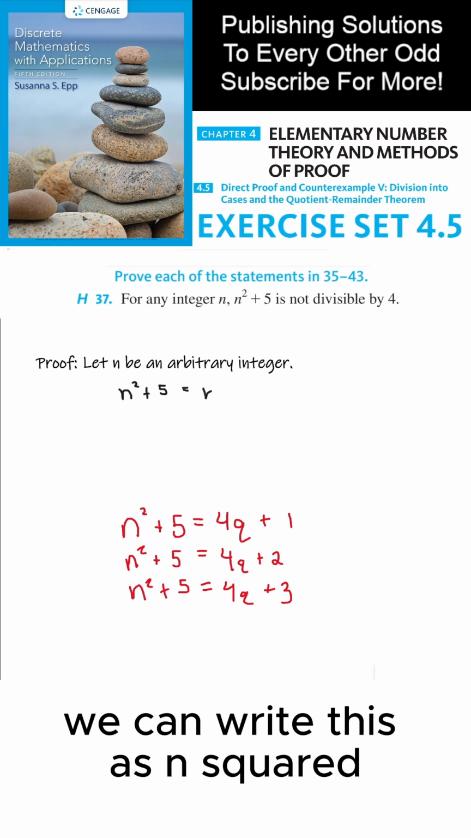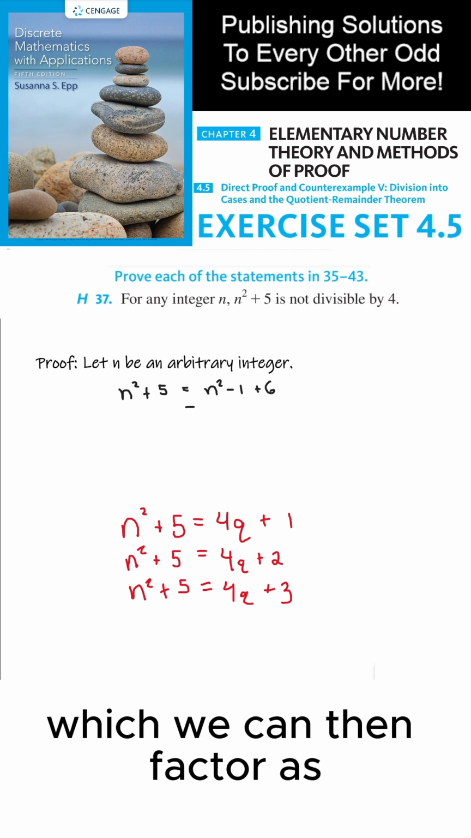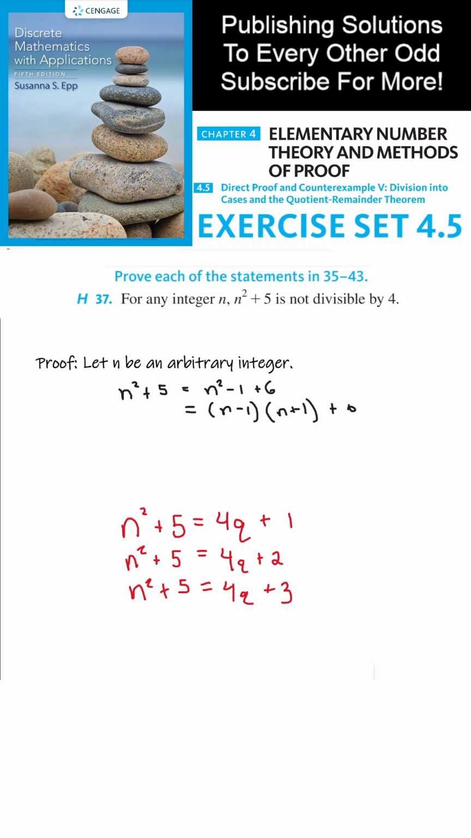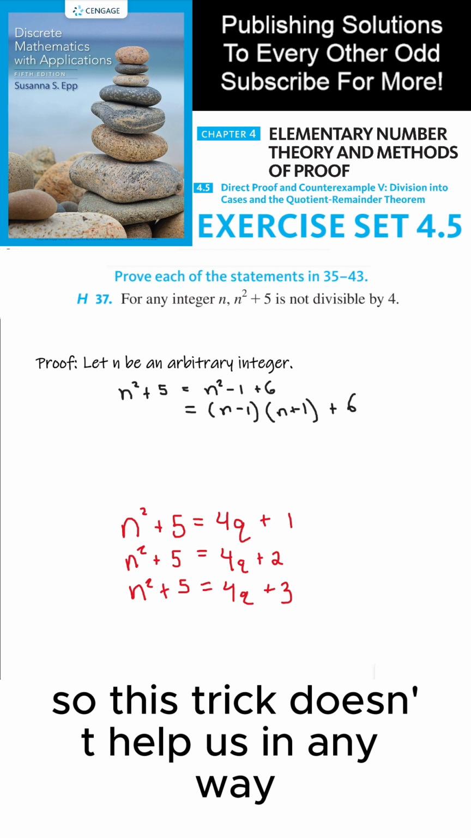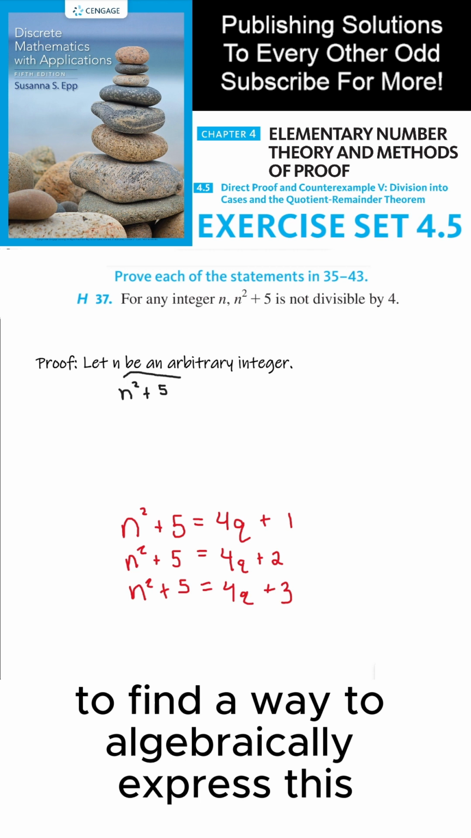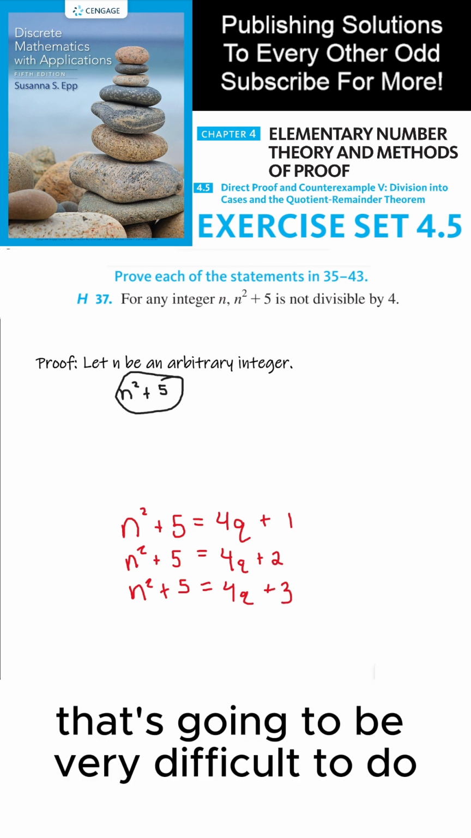We can write this as n squared minus 1 plus 6, which we can then factor as n minus 1 times n plus 1 plus 6. But again, we can't really factor out a 4 from here. So this trick doesn't help us in any way, and you'll find that it's very difficult to find a way to algebraically express this as 4 times some integer plus some non-zero remainder. That's going to be very difficult to do.